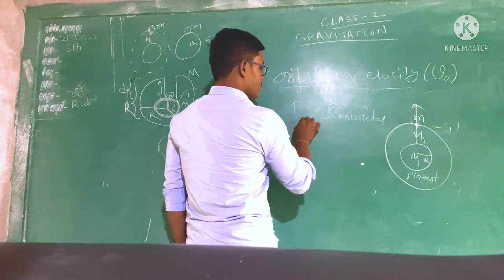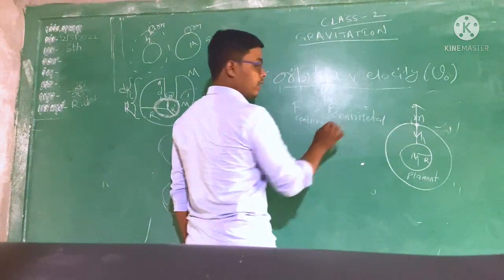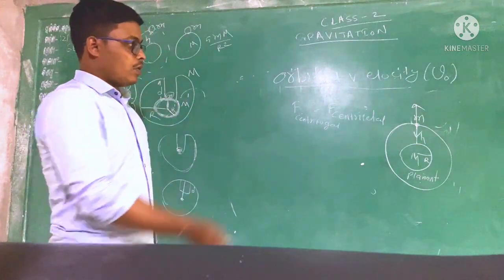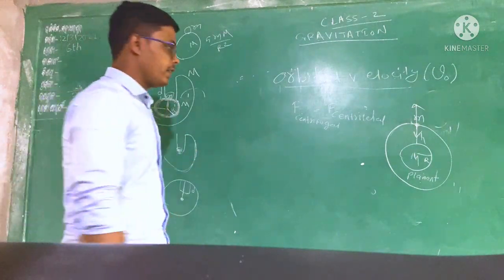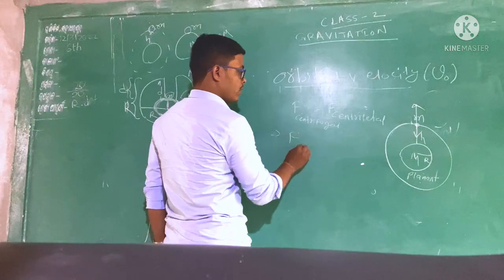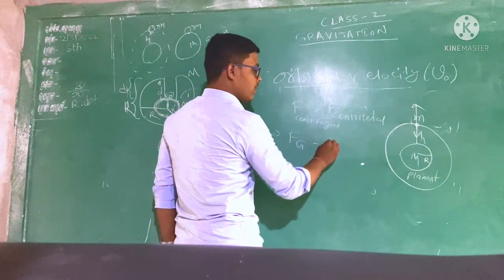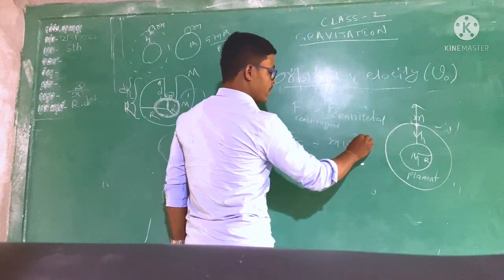So as long as centrifugal and centripetal forces remain balanced, our satellite can keep rotating. Okay, so what is the centripetal force? This is nothing but the gravitational force. And what is the centrifugal force expression? This is nothing but m v square, right?